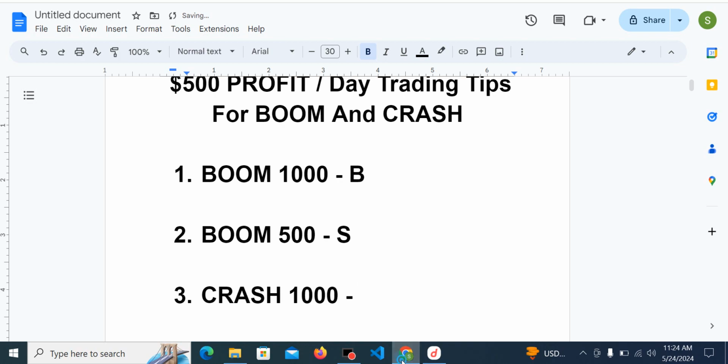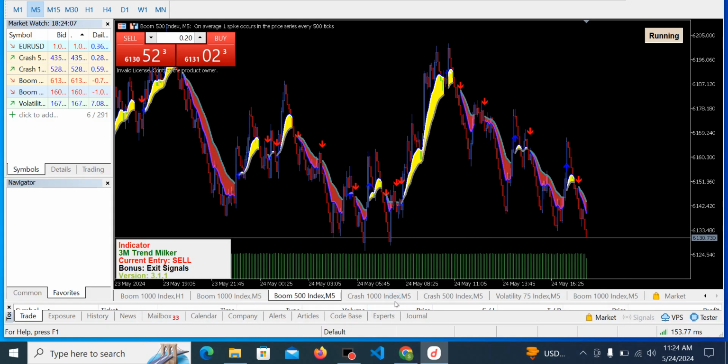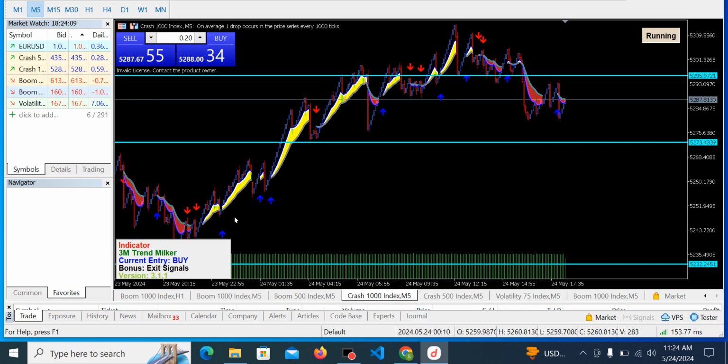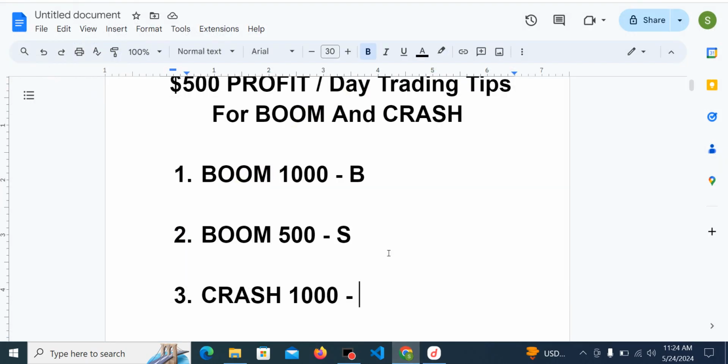Okay, next asset is going to be crash 1000. Okay, this is crash 1000. Crash 1000 has been more of an uptrend than a downtrend. Starting from this support zone, it got to this resistance zone, was unable to break out above it, so it started selling right from there. So at the moment this is selling more.